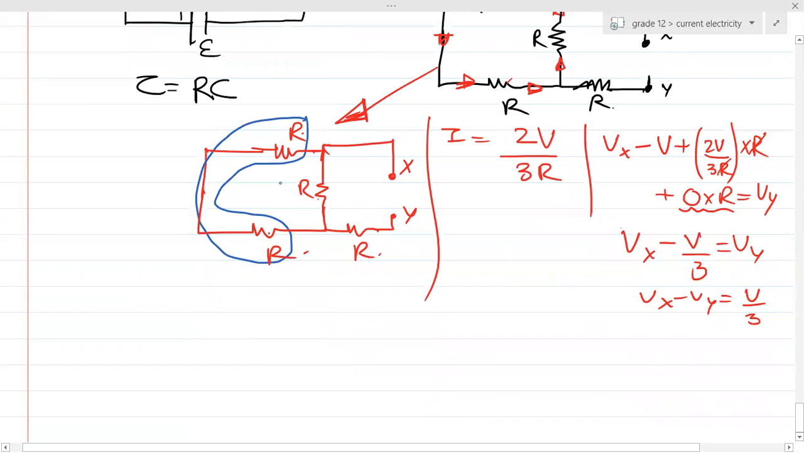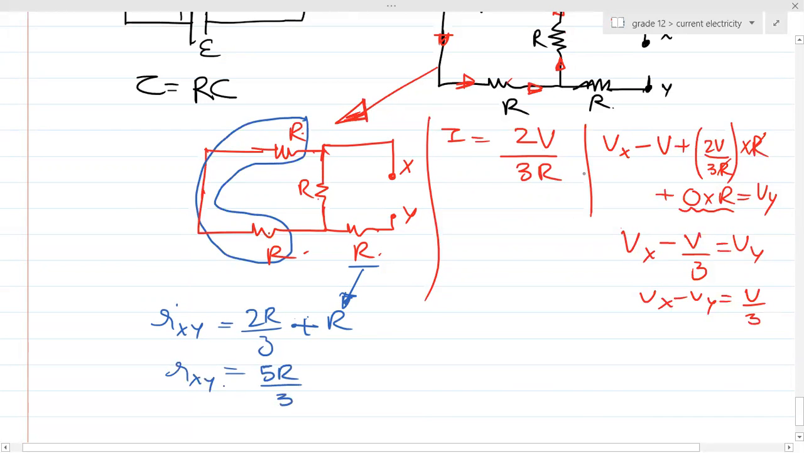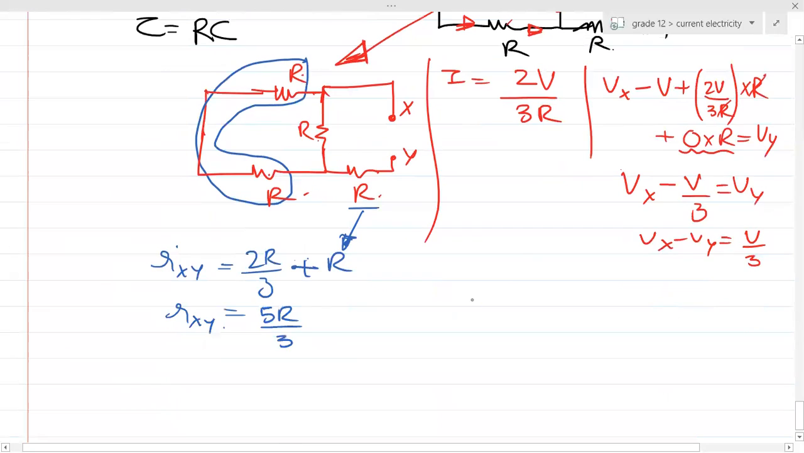Are you able to see it? So 2R and R in parallel will be 2R by 3, and this 2R by 3 and this R are in series. So this will be the net resistance across XY, equal to 5R by 3. So basically that circuit will be converted to an equivalent battery of V by 3, with X and Y over here.